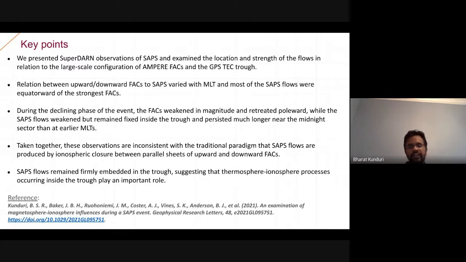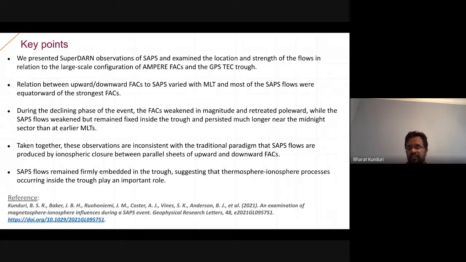And during the declining phase of the event, as the field aligned currents weakened and moved poleward, SAPS flows weakened, but they remained pretty much fixed inside the trough, and they did not move poleward in accordance with the field aligned current system. Taken together, we feel these are inconsistent with the traditional paradigm of SAPS, that SAPS flows are produced by ionospheric closure between parallel sheets of upward and downward field aligned currents.